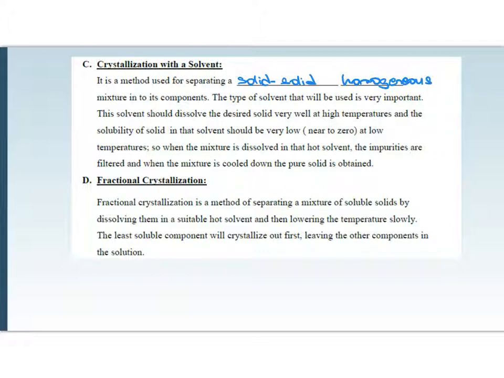And you have fractional crystallization. Fractional crystallization is a method of separating a mixture of soluble solids by dissolving them in a suitable hot solvent and then lowering the temperature slowly. Now, crystallization with a solvent you use for a solid-solid homogeneous mixture. This one, you use it for solid-solid, in this case, heterogeneous mixtures.